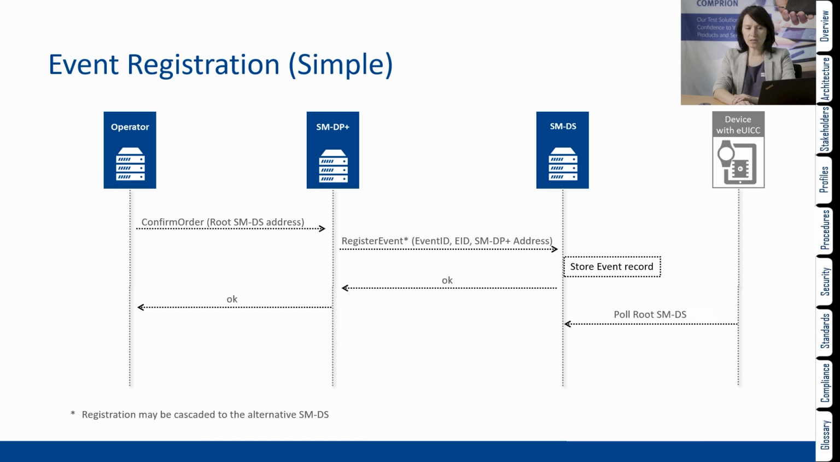The device will poll the root SM-DS according to the cases that we just described. And then finally at the end receive the SM-DP+ address. And there will be an action for this EUICC ID and the specific event ID going to the SM-DP+. Okay, this is the event registration together with the device already.